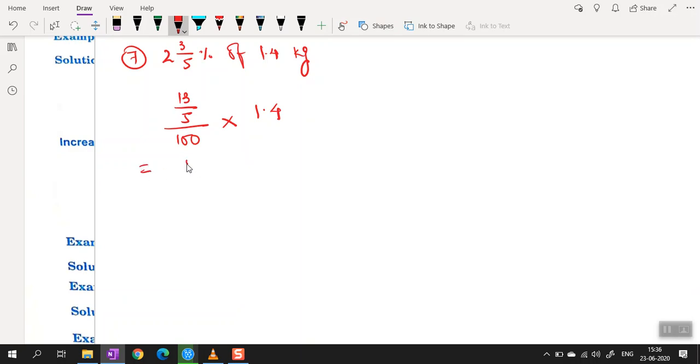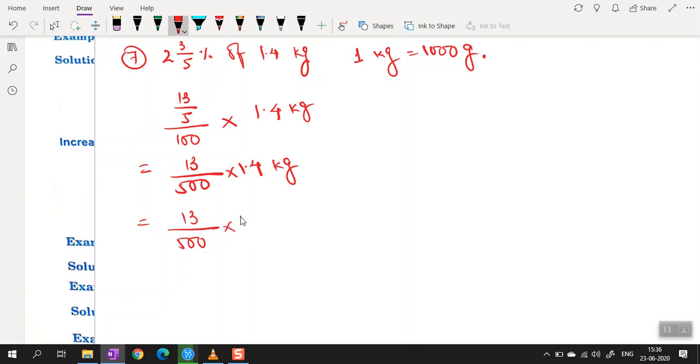Okay, so what is the next thing? 13 upon 500 multiplied by 1.4. For simplification, you can convert this 1.4 kg into grams, and you know that 1 kilogram is equal to 1000 grams, correct? So it will become 13 upon 500 multiplied by 1.4 into 1000 grams. So 500 twos are, okay, 13 multiplied by 1.4 into 2 is 2.8. Whatever answer we get here will be in grams. Let's find out the answer.